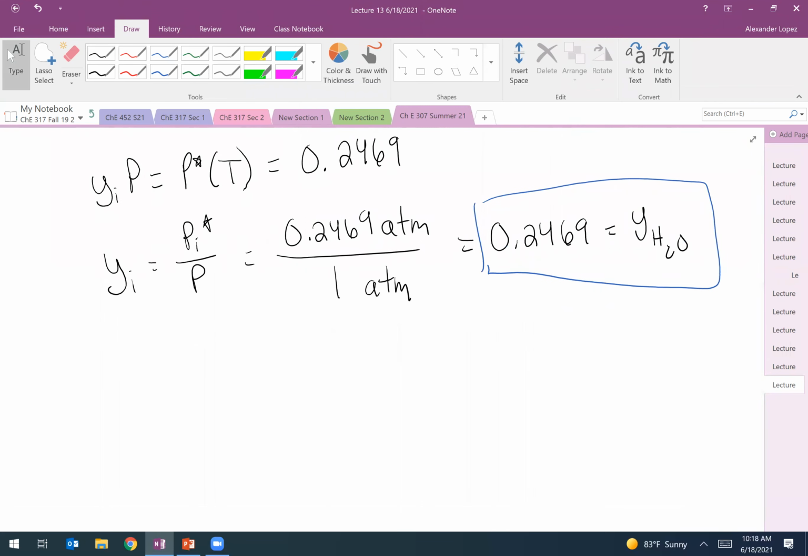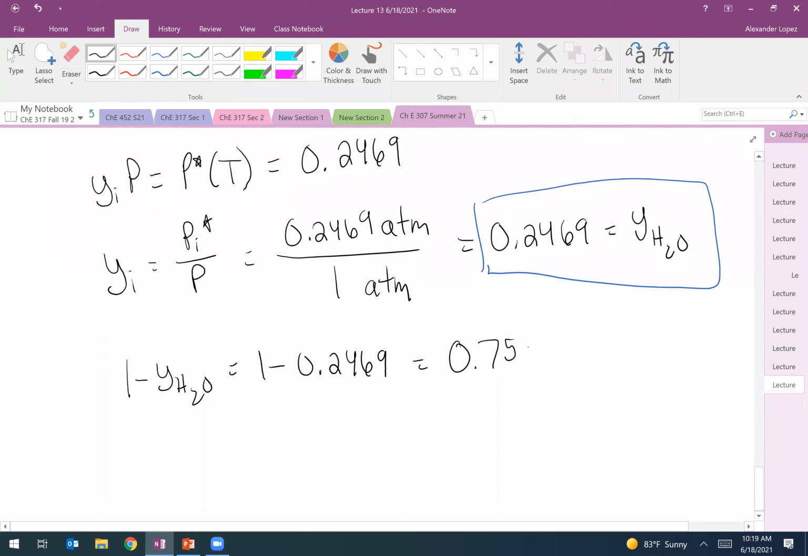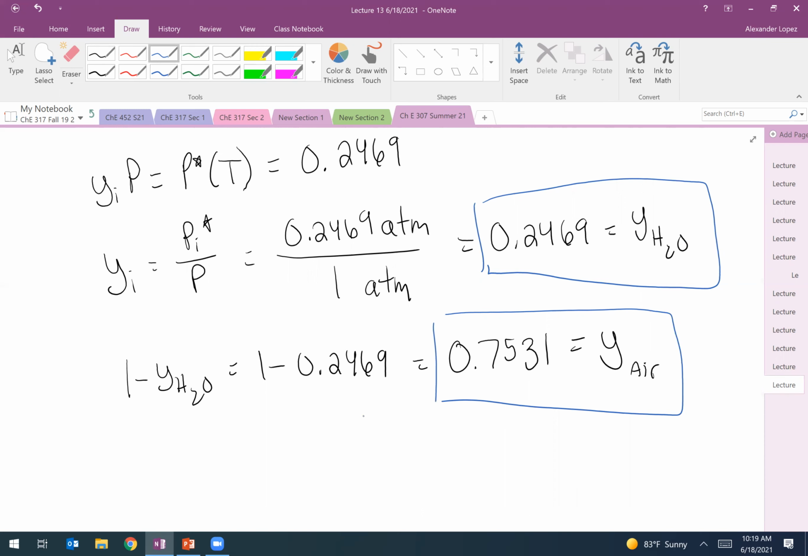Now I know my mole fraction of air, since the only other component is 1 minus 0.2469, which should be 0.7531. So those are my mole fractions. Was anyone able to follow that one?